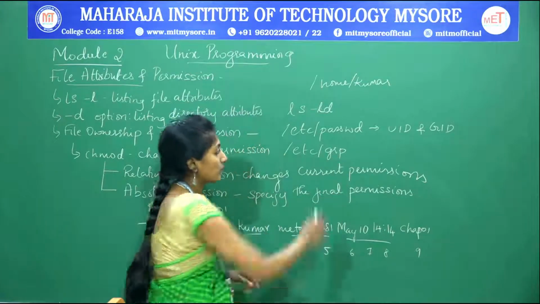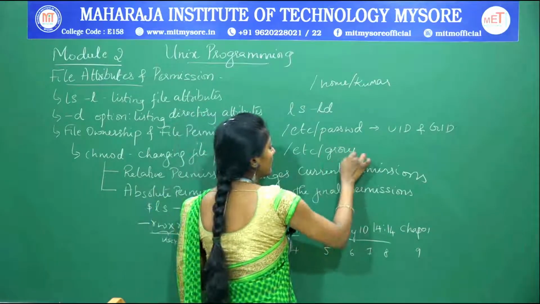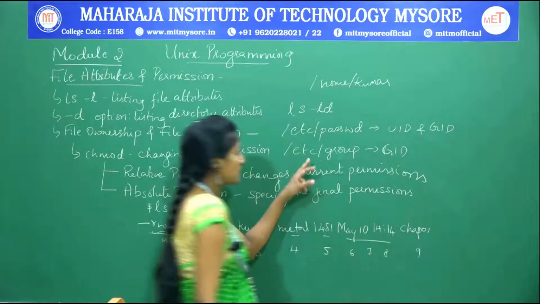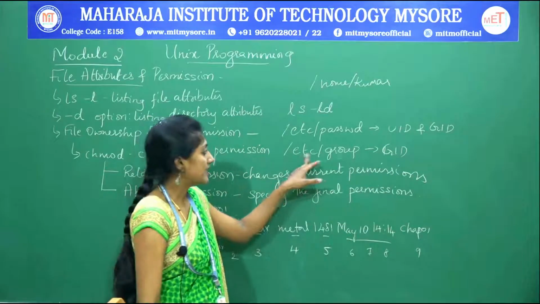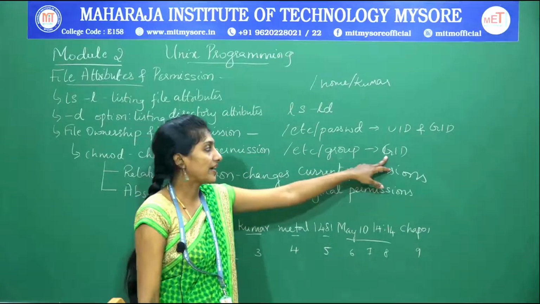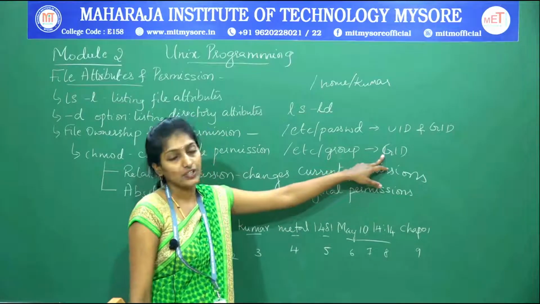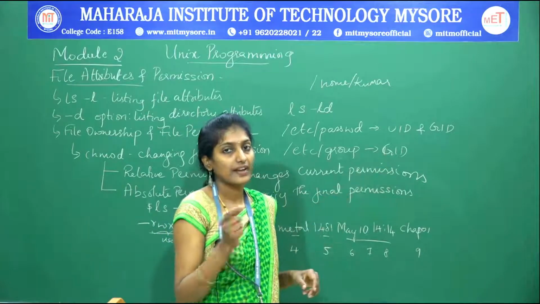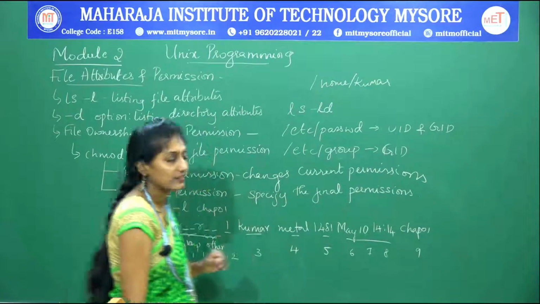If the user wants to know the group identification name and number, that can be visible within the path /etc/group. This is going to give you the GID, that is the group identification number, with respect to the name and the identification number of that particular file.